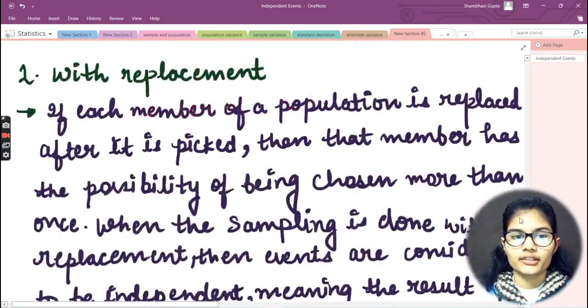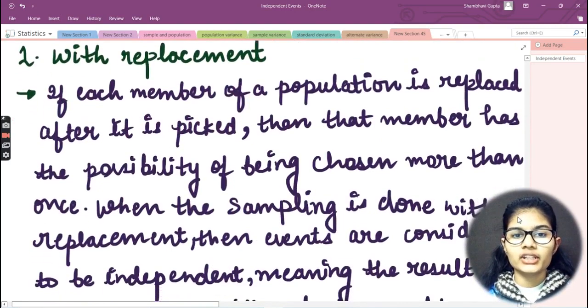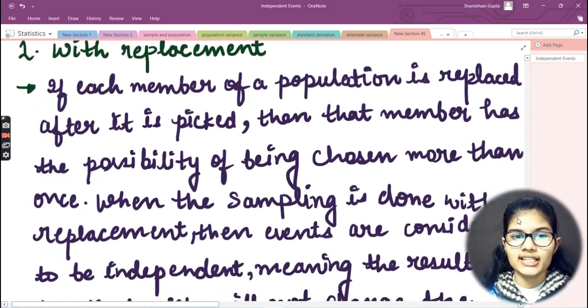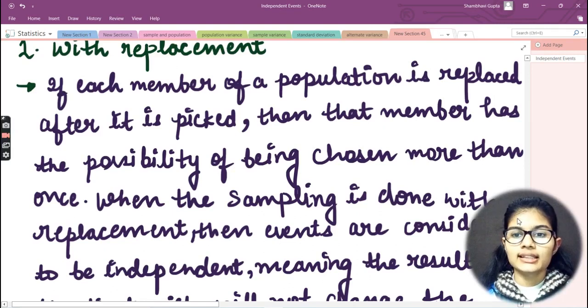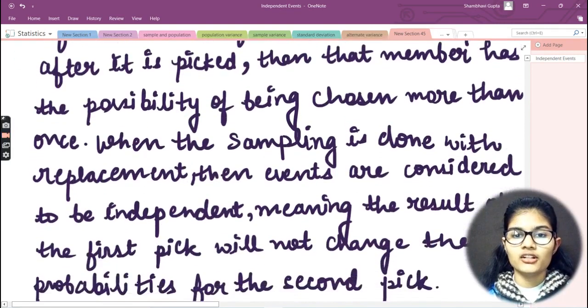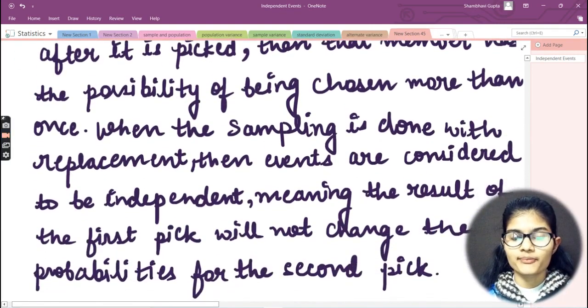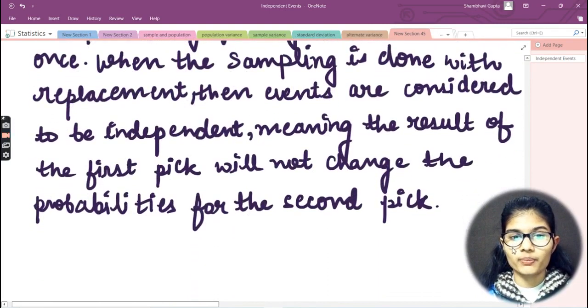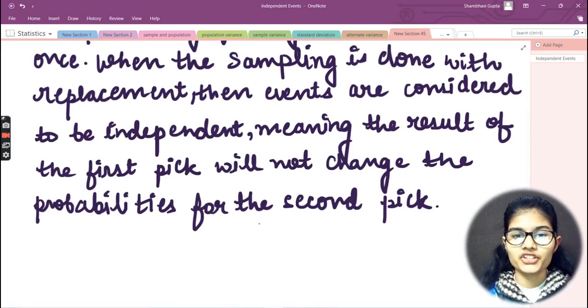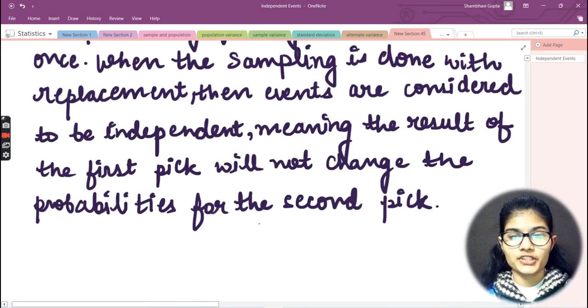In the with replacement, if each member of a population is replaced after it is picked, then that member has the possibility of being chosen more than once. When the sampling is done with replacement, then events are considered to be independent, meaning the result of the first pick will not change the probabilities for the second pick. Okay, so this is what happens in sampling with replacement.